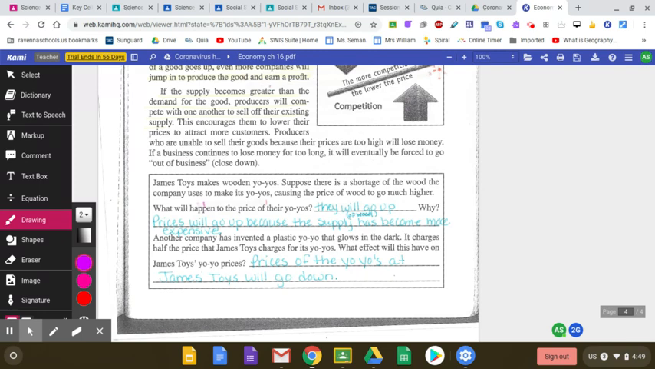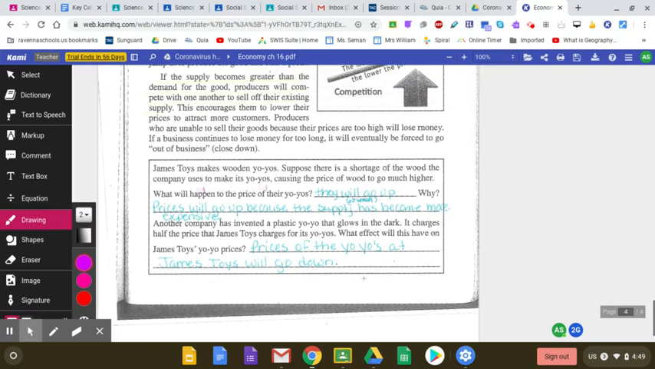Now, the problem is if you go with the first scenario up here where the wood price is going up, but now this new invention has come out that glows in the dark and it's plastic and it's cheaper. Yes, James Toys would have to lower the price of their yo-yos, but they're paying more for the supply to make them. So they might eventually either have to discontinue the yo-yos, or if they continue to sell them, it could hurt their business as far as making a profit.